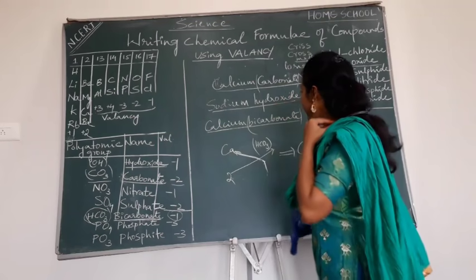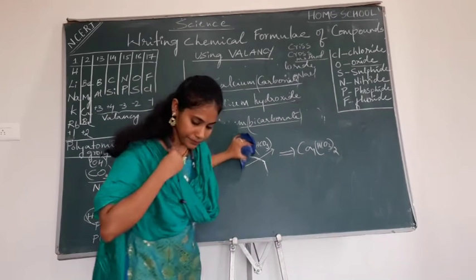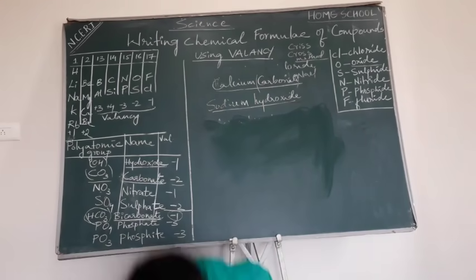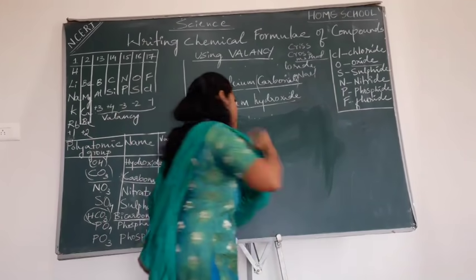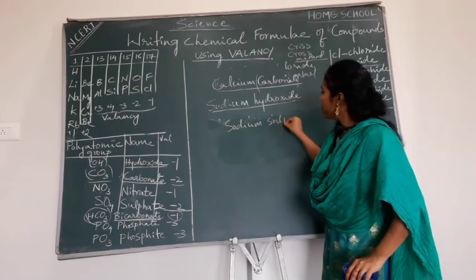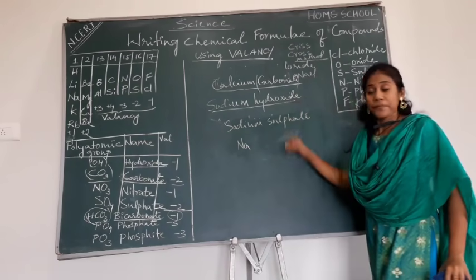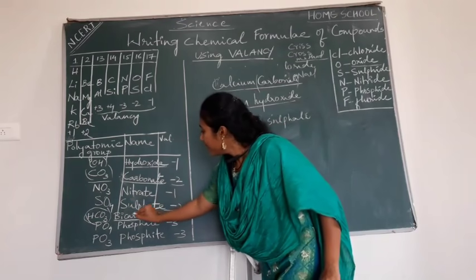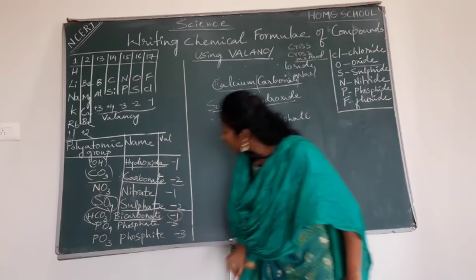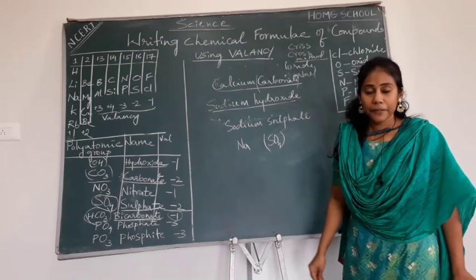Now sodium sulfate. Sodium sulfate, how do you write? Try writing for sodium sulfate. Write the symbol of sodium sulfate, children. Symbol for sodium. Okay. Symbol for sodium is Na. Symbol for sulfate. See, here is your sulfate. What is the symbol? SO4. Symbol for sulfate is SO4. Mention it in a bracket. Okay.